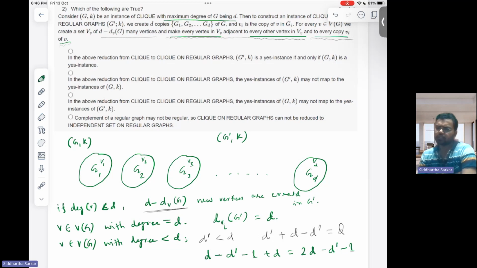So now it's definitely not a regular graph. But if G is a regular graph such that the degree of every vertex is T, then this is going to be a regular graph.